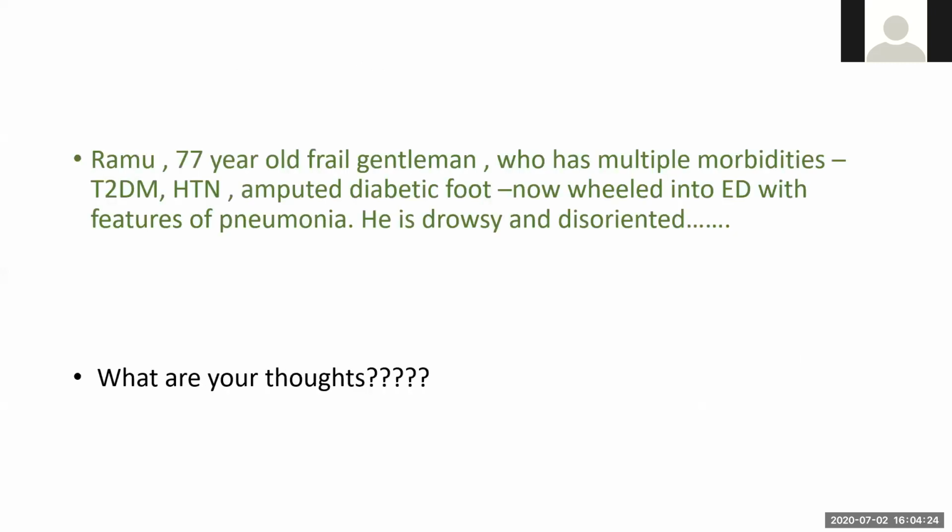So now coming back to Ramu, I'm just going to go through it again. He has multiple comorbidities, and now he's come with pneumonia, and he's drowsy, he's disoriented. Now, what are your thoughts on this? What could be the reason? He could be delirious because of numerous factors.